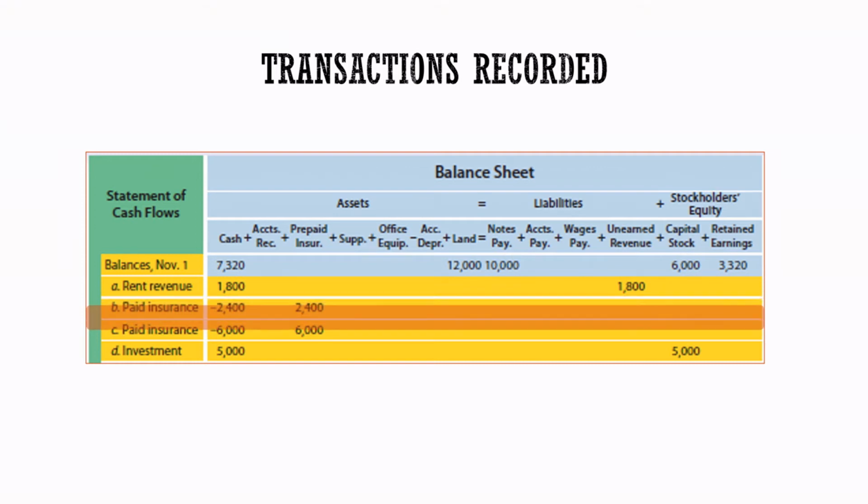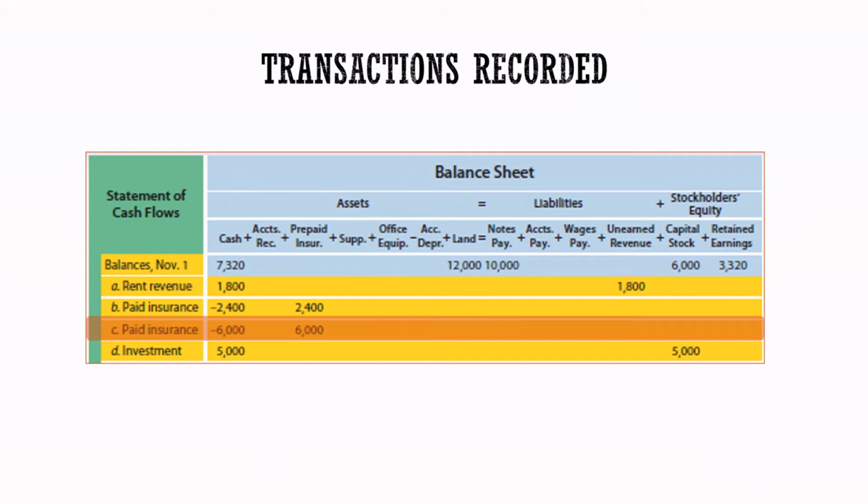On November 1st, the company also paid $6,000 for an insurance premium on a 6-month medical malpractice policy. This transaction was also recorded as a decrease in cash and an increase in prepaid insurance.